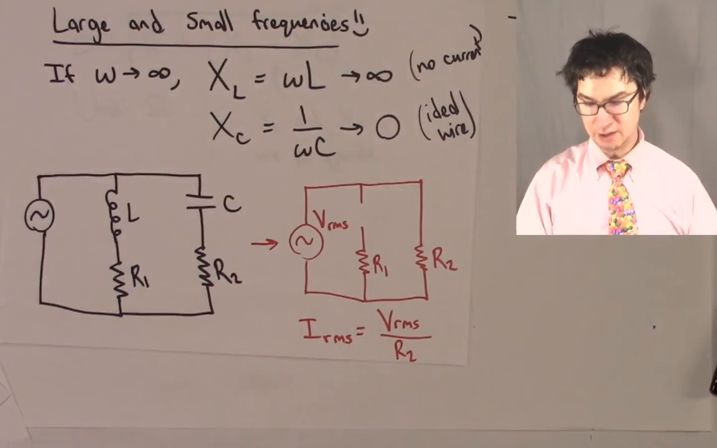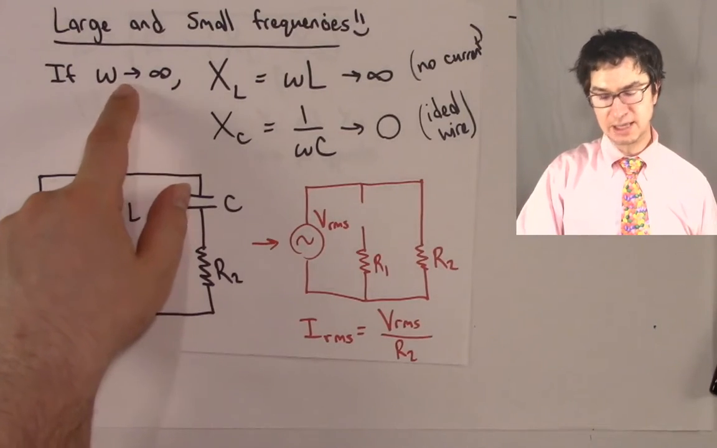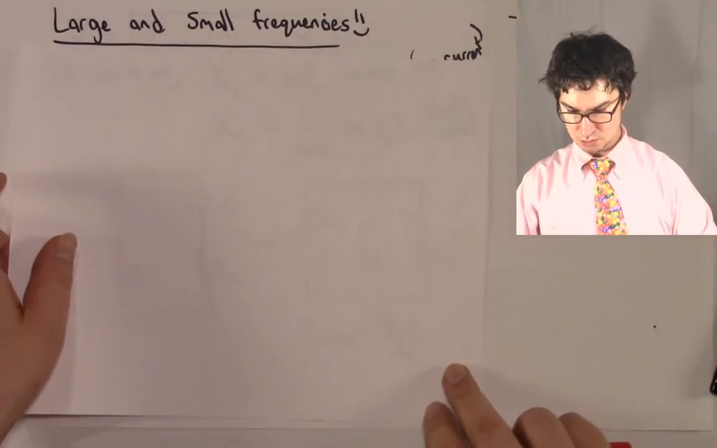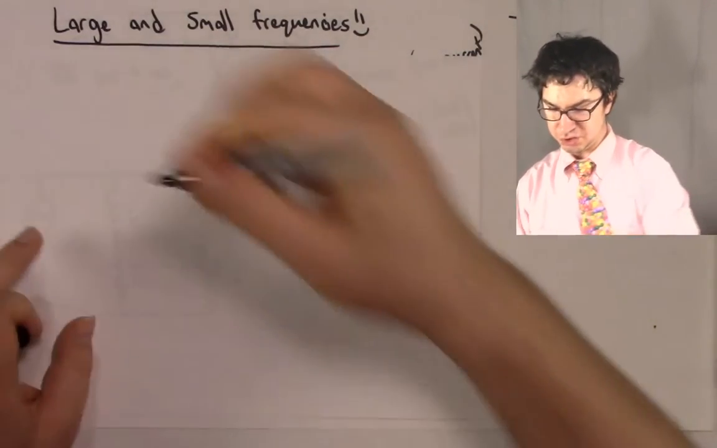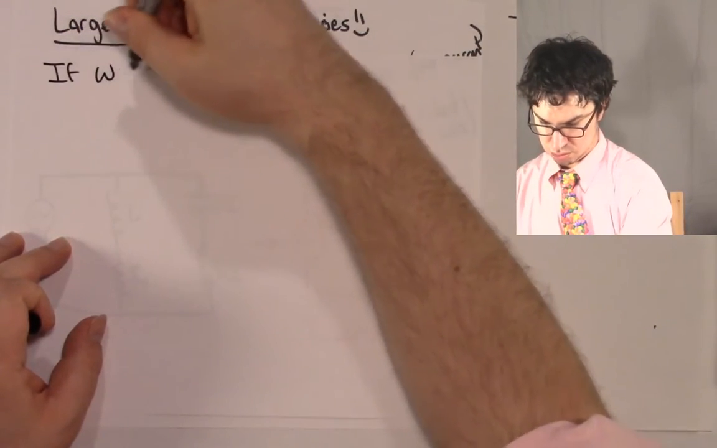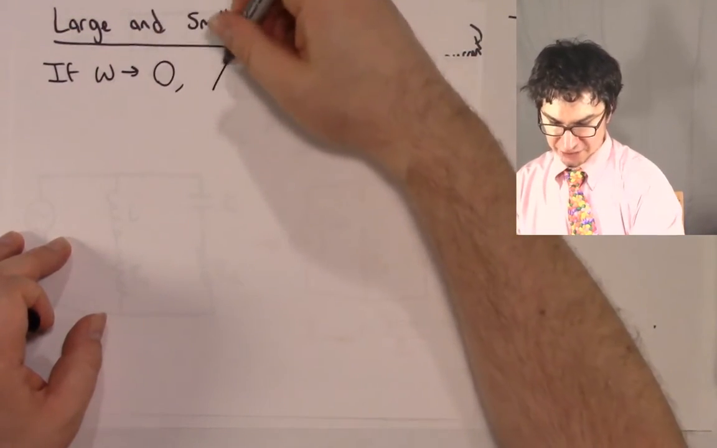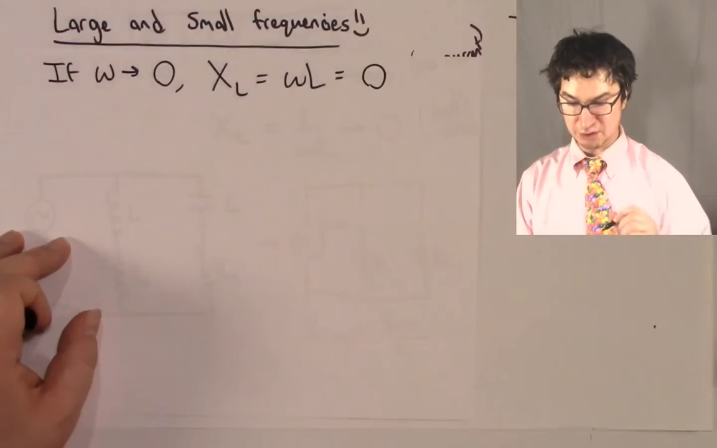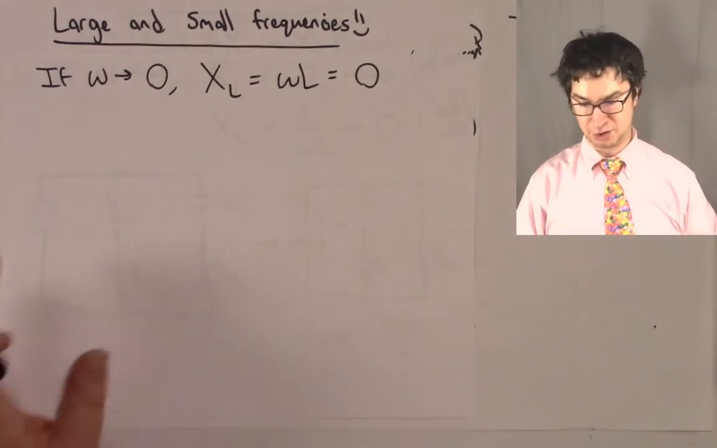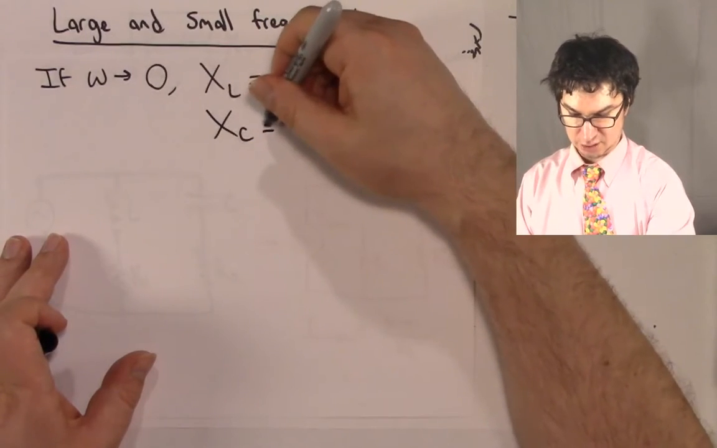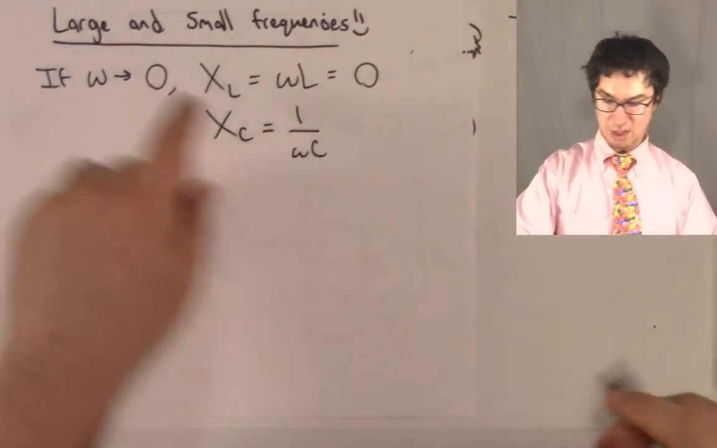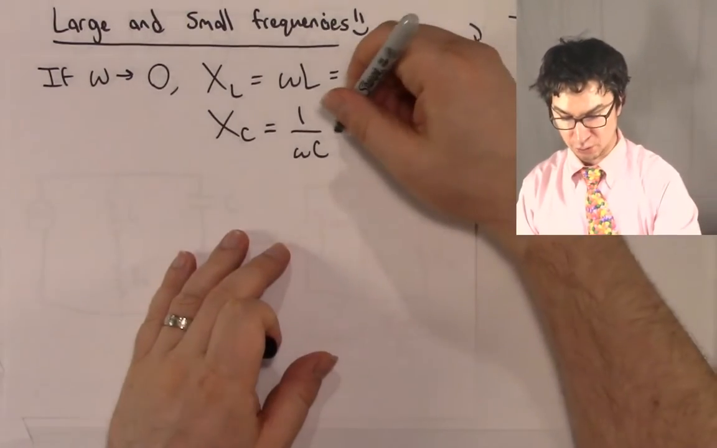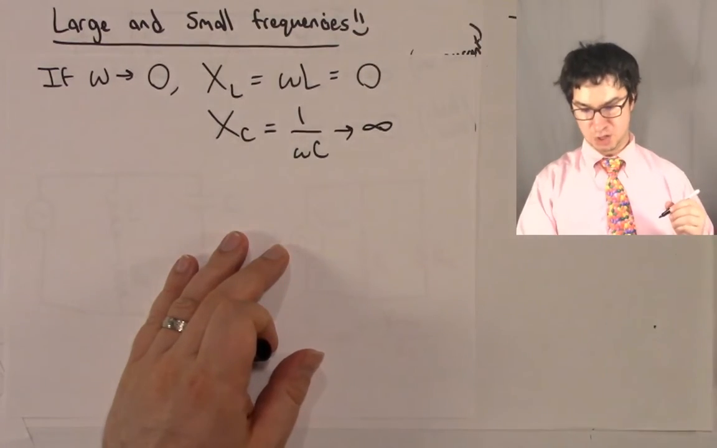What if we now look at the opposite? What if omega is not approaching infinity? What if omega is approaching 0? So if omega approaches 0, let's look at the inductive reactance, which is omega L. That is going to be equal to 0, right? If omega goes to 0, then the inductive reactance also goes to 0. What about the capacitive reactance? It's 1 over omega C. If omega goes to 0, the denominator gets very, very small, so the overall fraction will get very, very large. This is going to approach infinity, right?